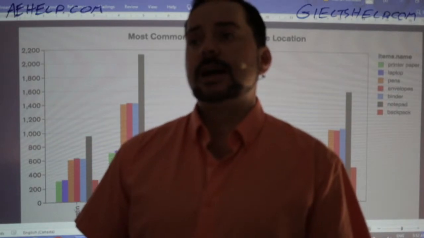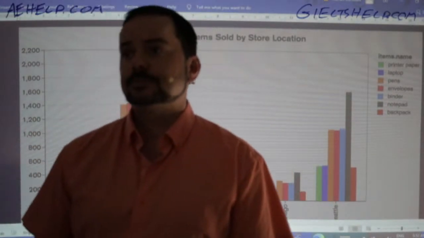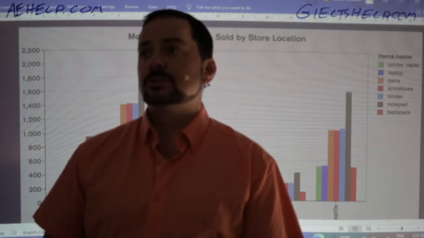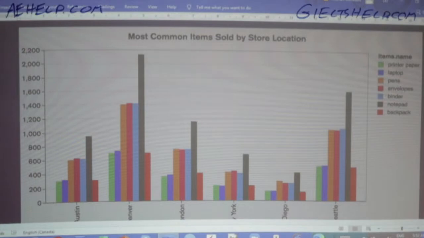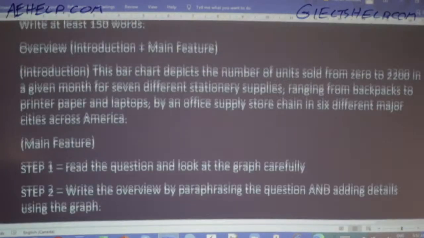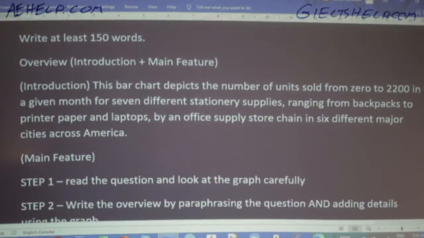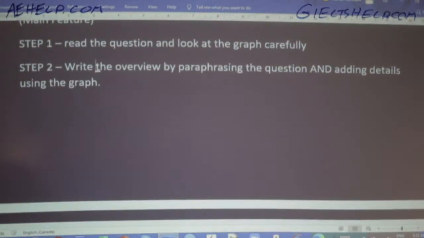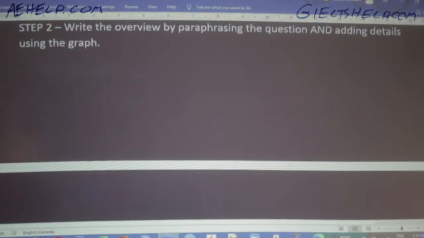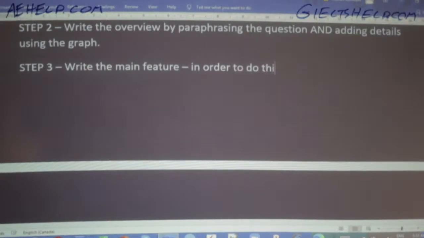And in order to do that, what should you do? What should you do in order to do that? Okay, this is again a very important strategy. So let me give you a little bit of info on this. Okay, so step 3, write the main feature. In order to do this, look at the graphs visually. Okay?